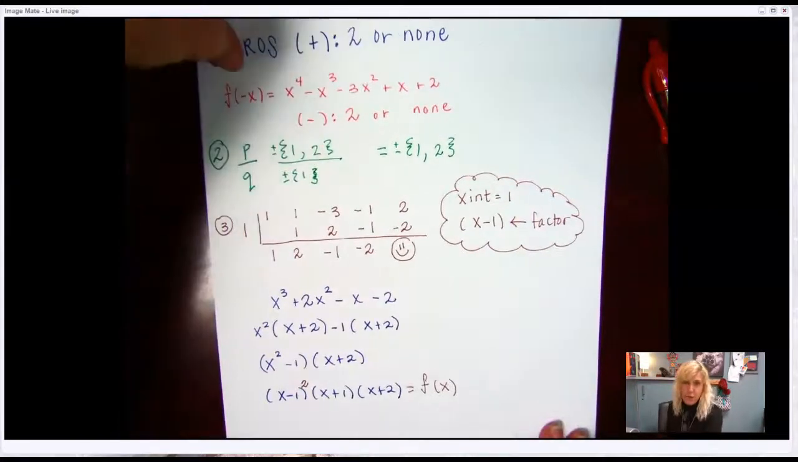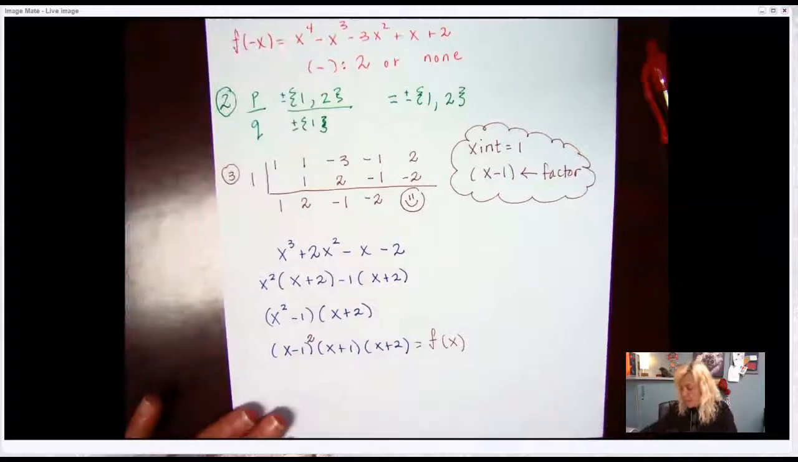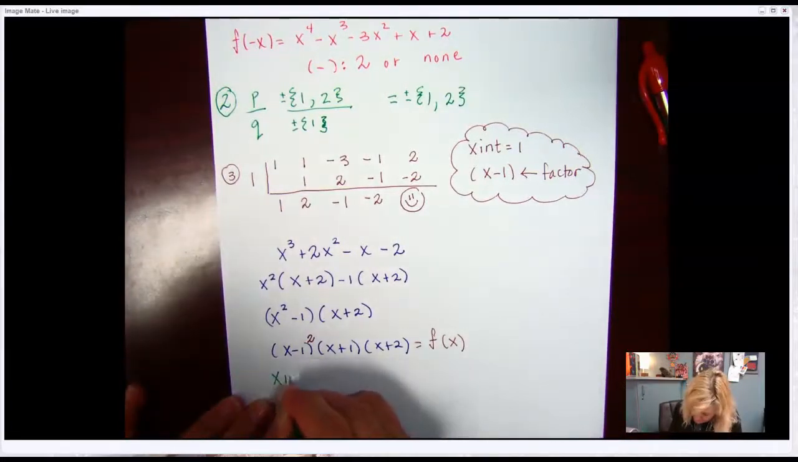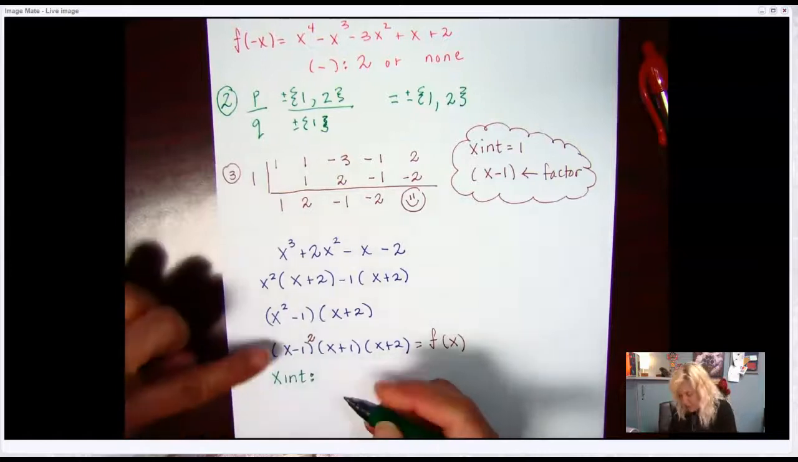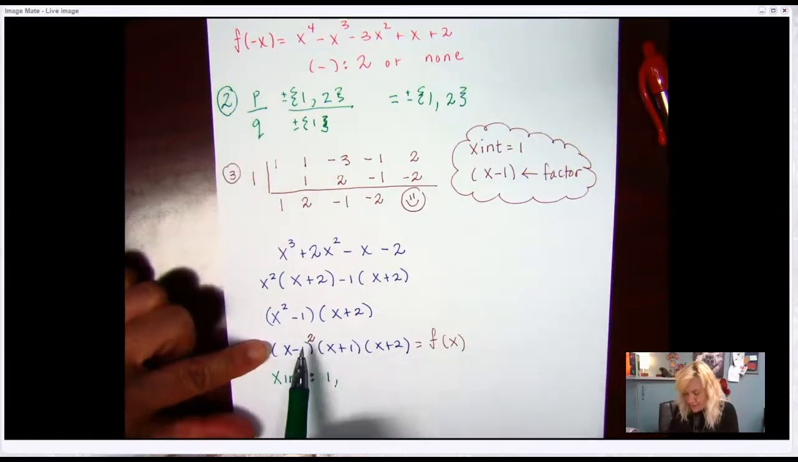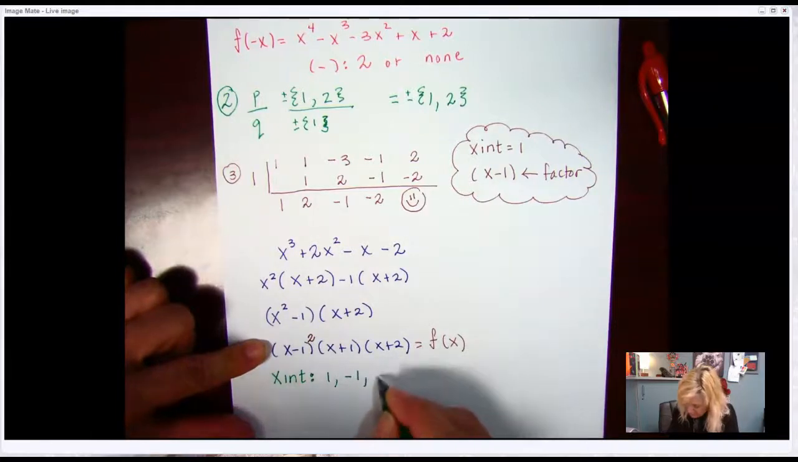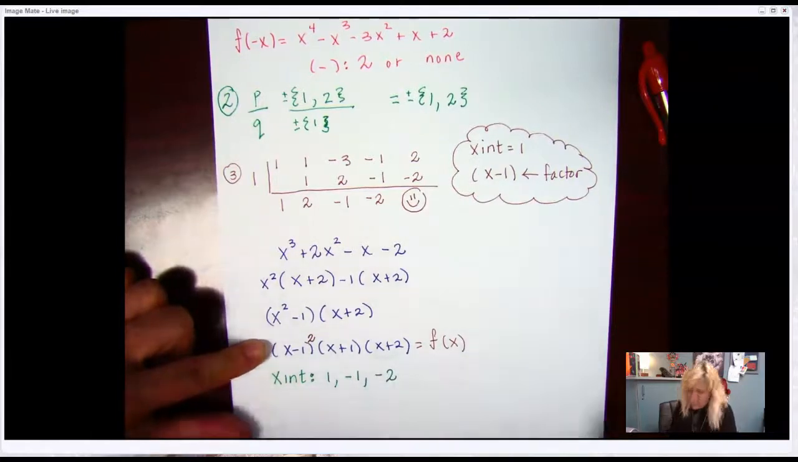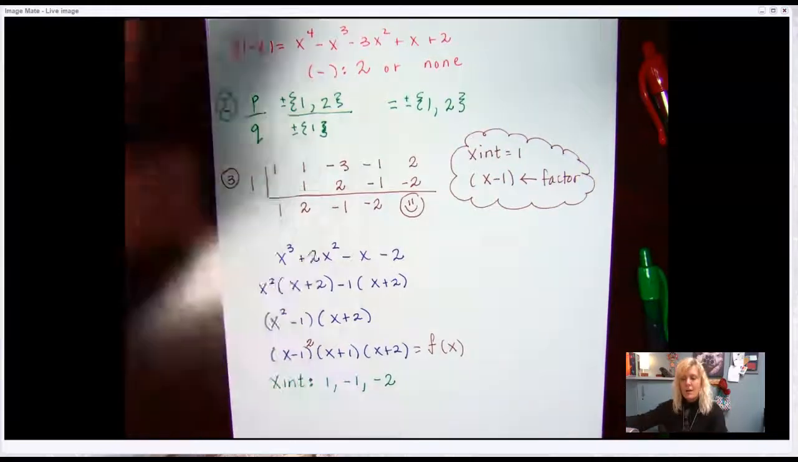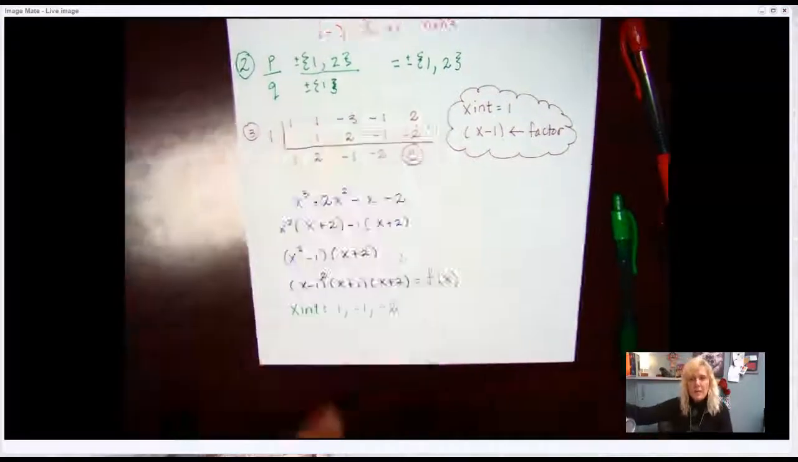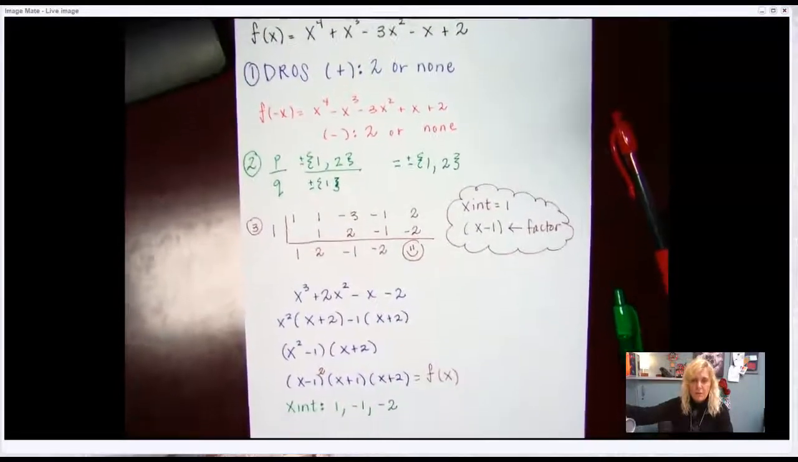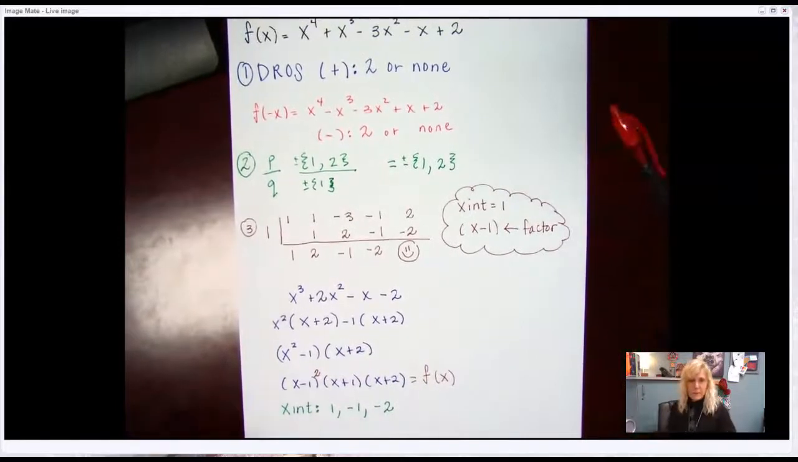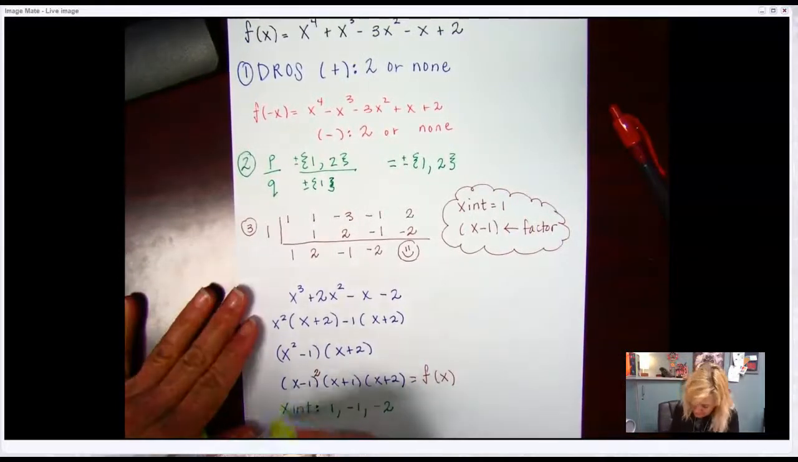So this polynomial in factored form looks like that. And from here I can find all of the x-intercepts. So the x-intercepts are going to be a +1, which is just going to be tangent on the x-axis, a -1, and a -2. And that's going to be the answer for that problem. Just want to kind of zoom out so you can see the whole thing. And of course, I like to box in my answers.